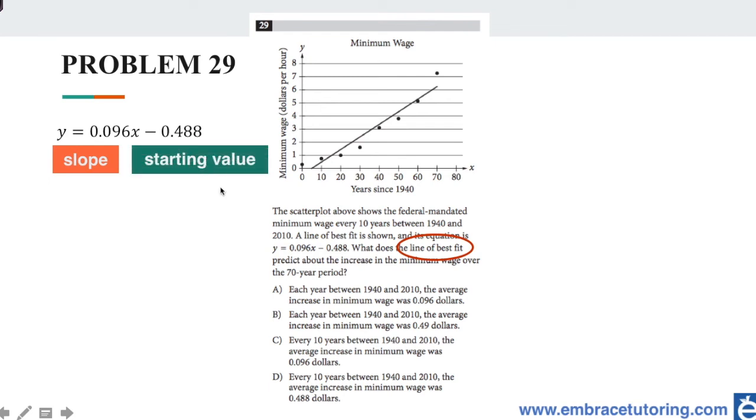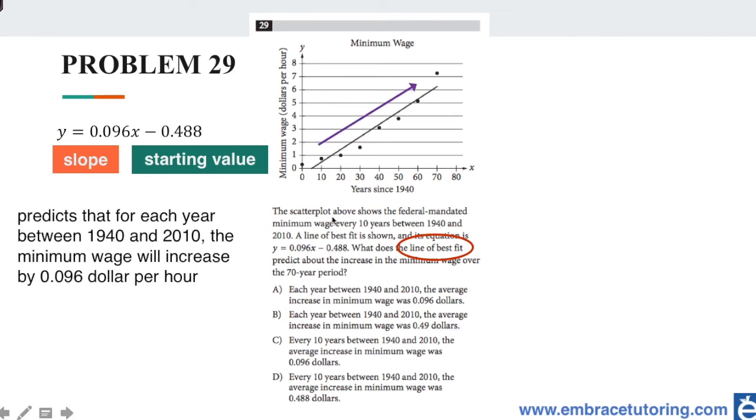So your starting value here is the 0.488, and it's asking, what does the line of best fit predict about the increase in the minimum wage? Well, we see it's a steady trend, right? It's steadily increasing as you pick between the 2 points, and it's an increasing linear line.